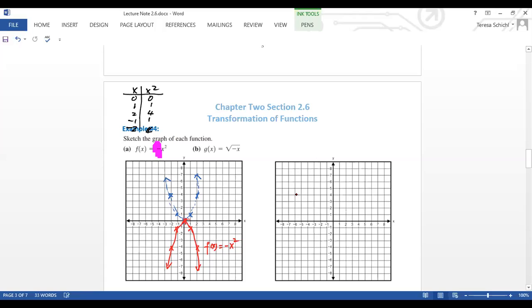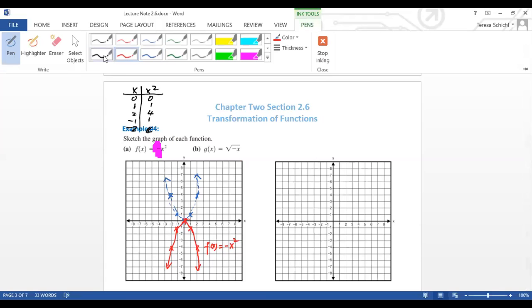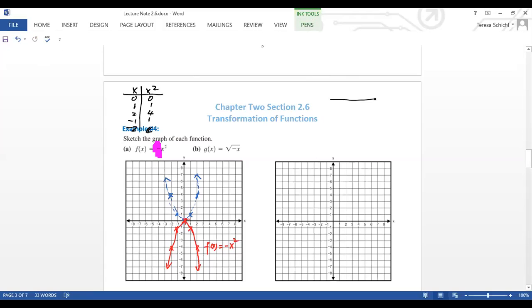All right, now let's take a look at this one. The g of x is the negative square root of x. Our parent function is the square root of x. The square root of 0 is 0, and we did it before: 1, 1, square root of 4 is 2, and square root of 9 is 3.